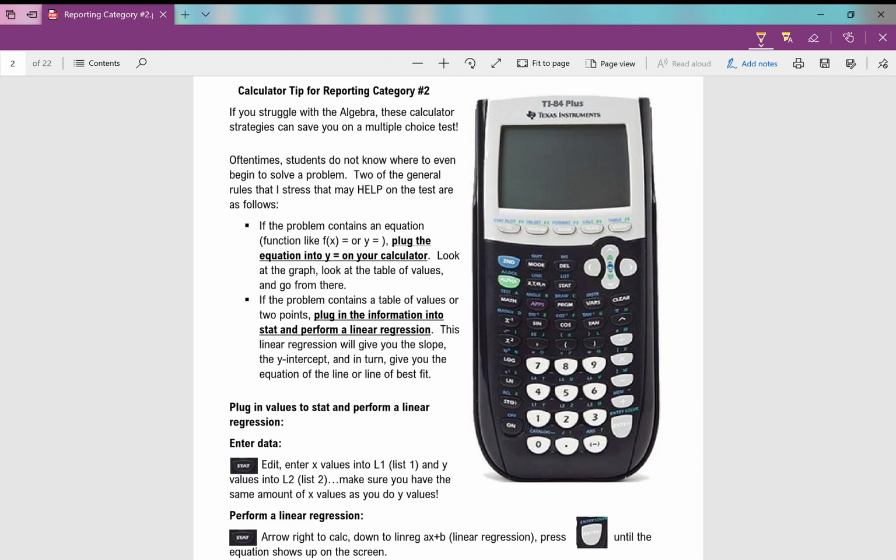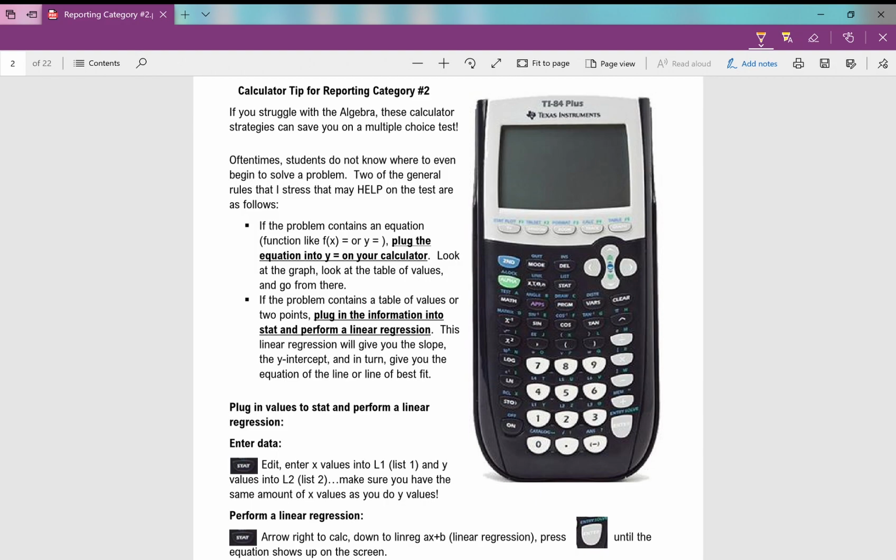looking at questions from reporting category number 2 from the 2017, 2018, and 2019 versions of the Algebra 1 EOC. And in this video, I'm going to be going over all the questions from the 2017 version of the EOC. But first, I want to go over some big calculator tips for this particular reporting category.